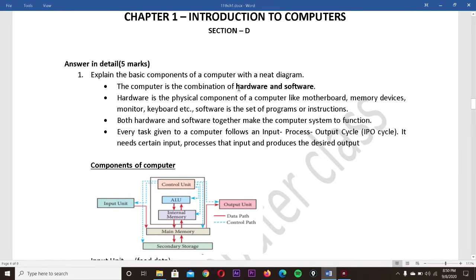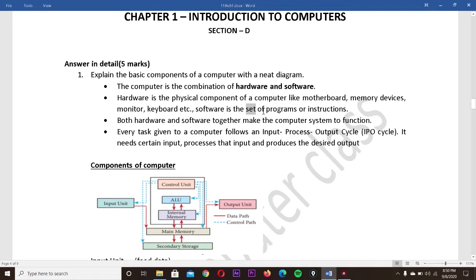First statement: a computer is a combination of hardware and software. Hardware is a physical component of a computer, like the motherboard. So what are all the physical components? That is called the hardware. Physical parts, this is very important. Physical parts of a computer are called the hardware, and you can give an example.